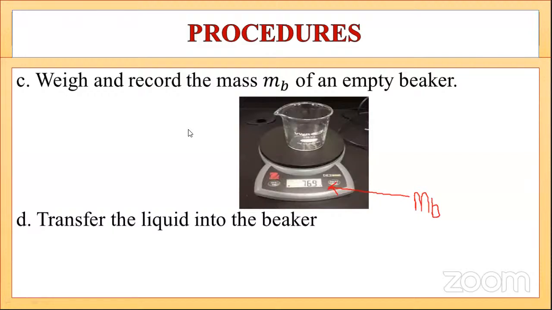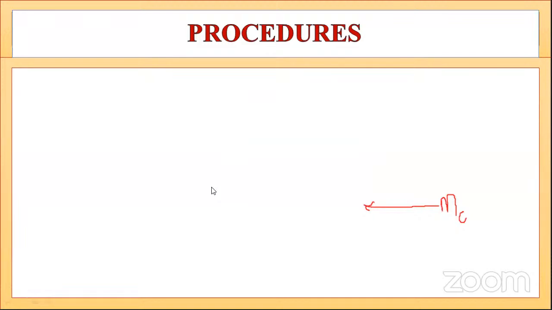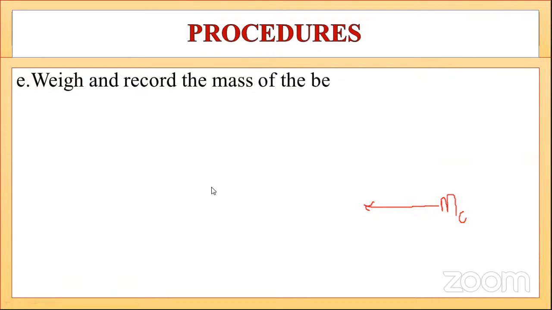Then we transfer the liquid into the beaker. After transferring the liquid into the beaker, we shall weigh the mass of the beaker plus the liquid, that is the mass of the beaker and its content, and we shall call it MC.